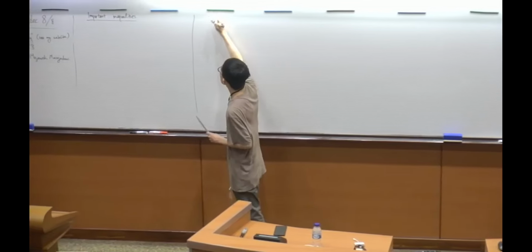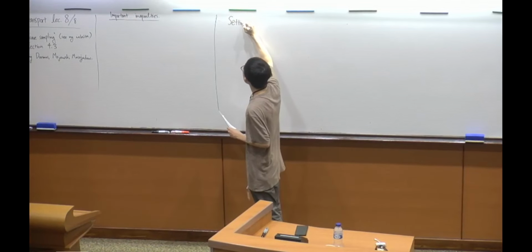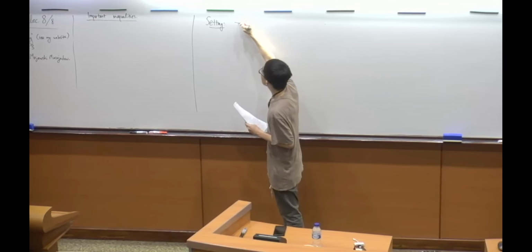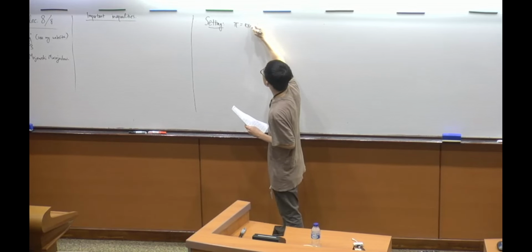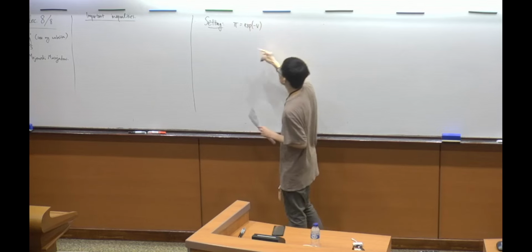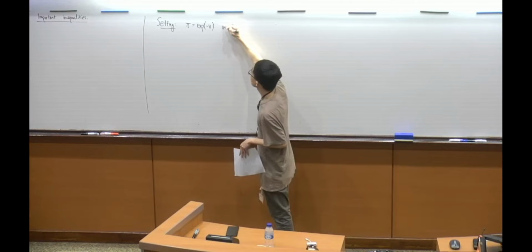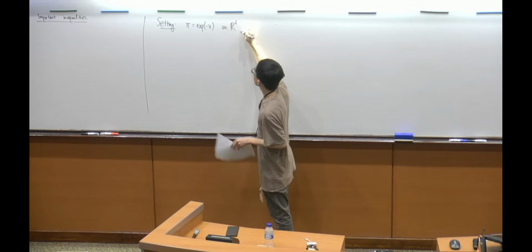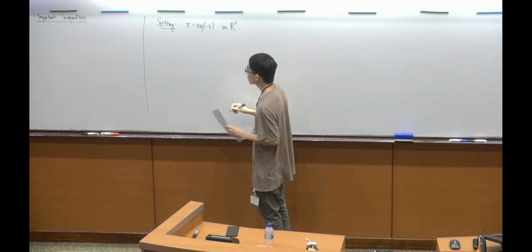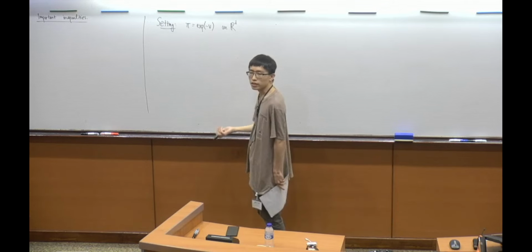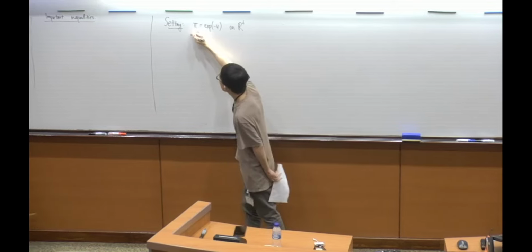So here's the setting. We're going to have some distribution, pi, which is written in the form exponential of minus V. So V is this potential function as before. This distribution is over Euclidean space. I'm going to make some assumptions on this potential to give tractability of this problem.